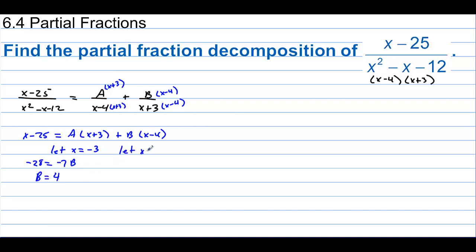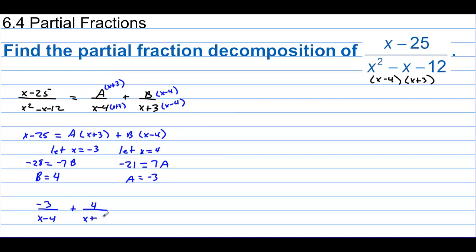Let's now let x equal 4. That makes the other one 0. And we'll have 4 minus 25, that's negative 21, is equal to 7A. Now A is equal to negative 3. So the two fractions that we're looking for are negative 3 over (x minus 4) and then plus 4 over (x plus 3).